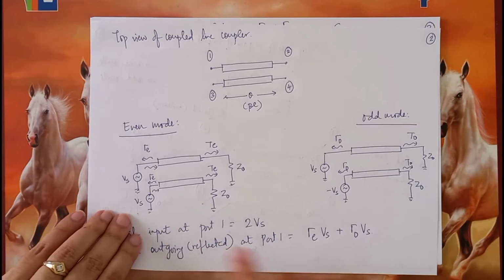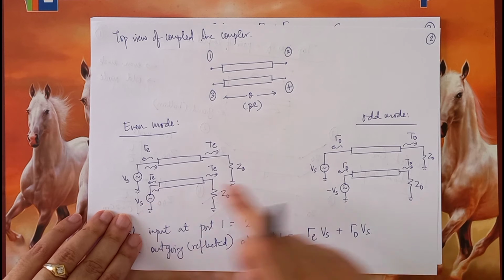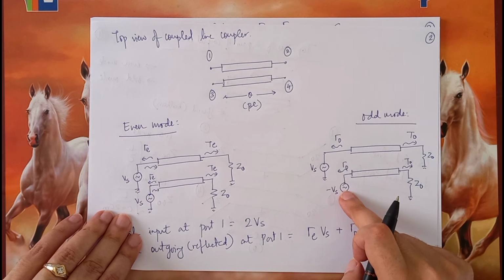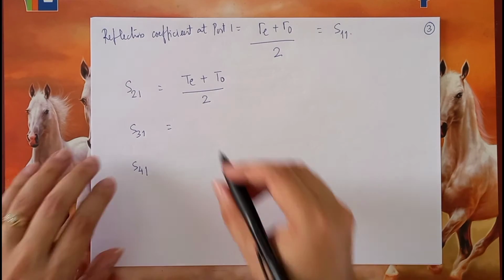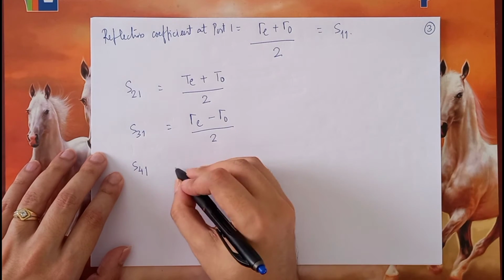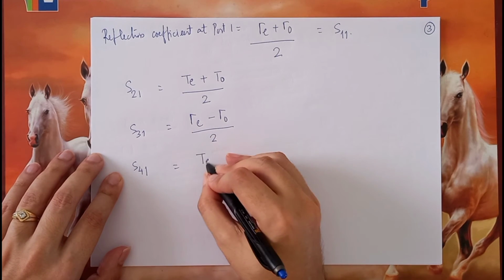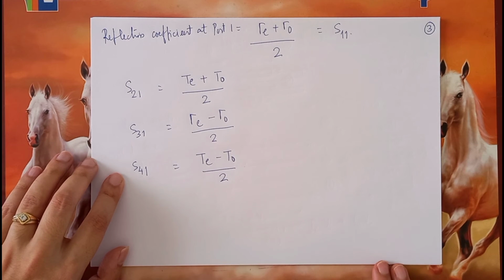So the output at port 3 now will be gamma EVS minus gamma OVS because of this minus sign. Therefore, S31 will be (gamma E minus gamma O) by 2, and likewise S41 will be (TE minus TO) by 2. Right?